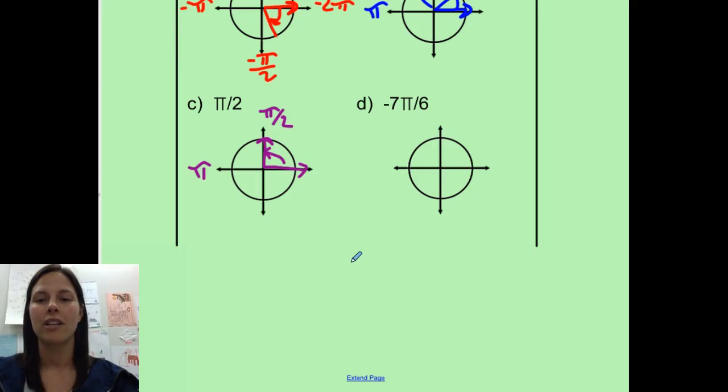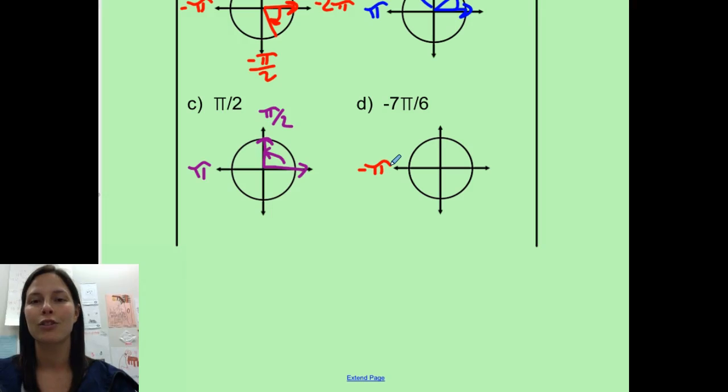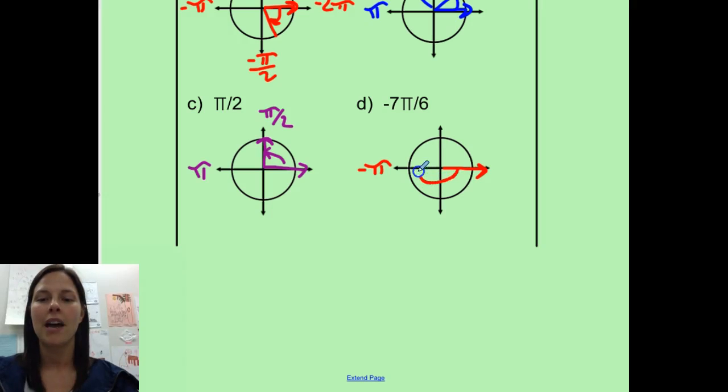And another challenging one, negative 7 pi over 6. We're over here at negative pi. 7 over 6 is larger than 1, so we know we're rotating past pi, and a sixth is not a large fraction. So we're rotating 1/6 past pi to give us our negative 7 pi over 6 angle of rotation.